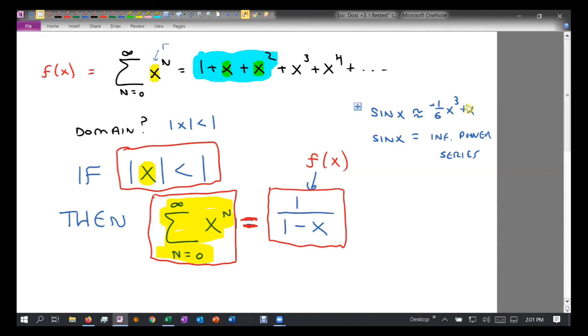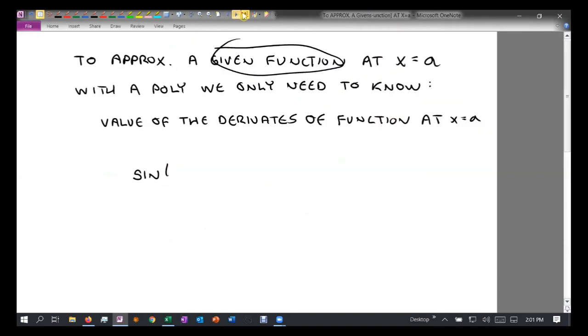So is that series what gives us the function on the right side, basically? Like the egg and the chicken, kind of? Is that what you're saying? Yeah, I think so. That's a great question. If we go back to, where was it? Okay, to approximate a given function at x equals a with a polynomial, we only need to know the value of the derivatives of the function at x equals a. So I think that answers your question.